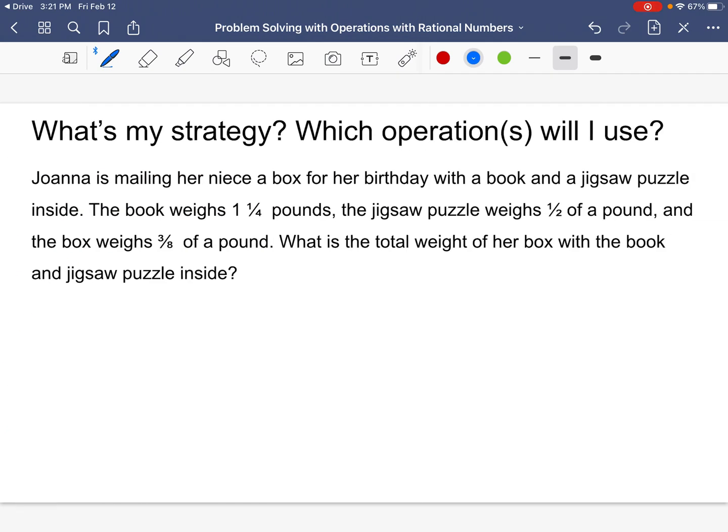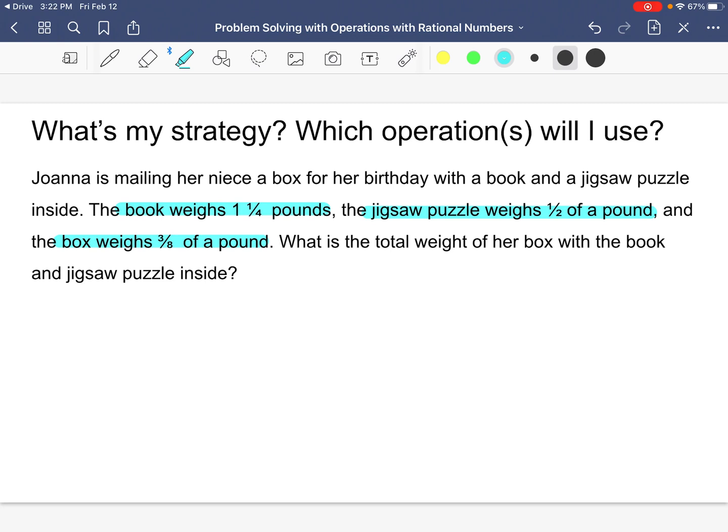Okay, so here we have Joanna is mailing her niece a box with a book and a jigsaw puzzle. The book weighs 1 1/4 pounds. The jigsaw puzzle weighs 1/2 pound, and the box weighs 3/8 of a pound. What's the total weight of her box with the book and the puzzle inside? You'd need to know that to calculate how much mail stamps to buy.